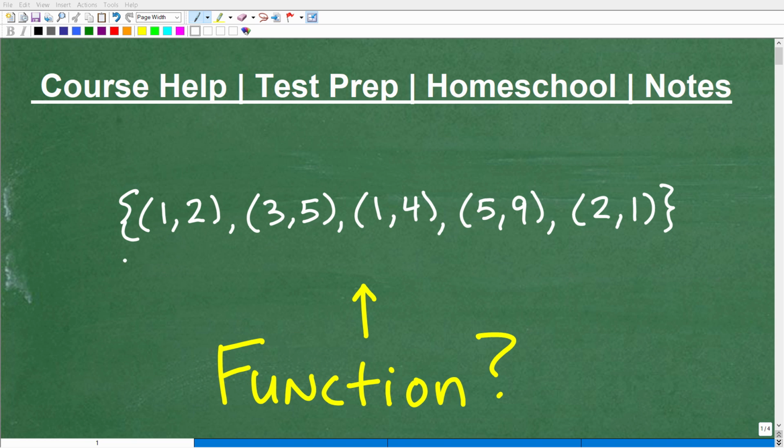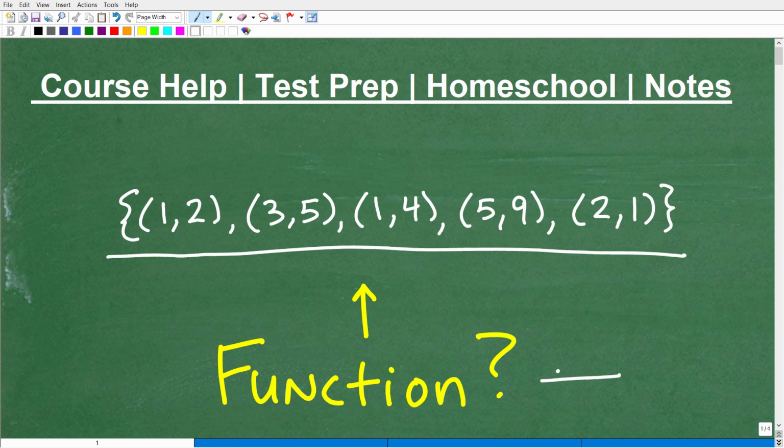Okay, so we have a set of numbers here, a set of x, y points, and the question is: is this a function? Okay, so if it's not a function, what would it be? Well, it would be a relation.